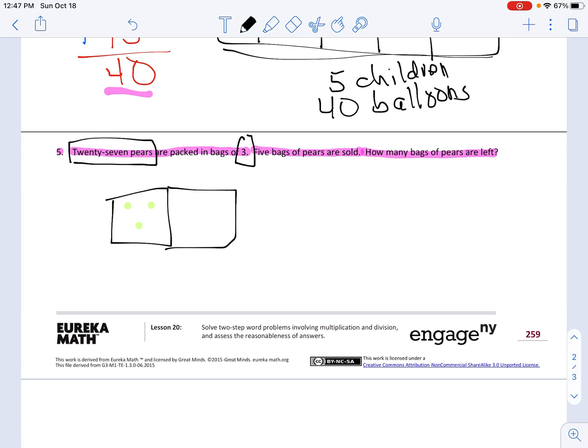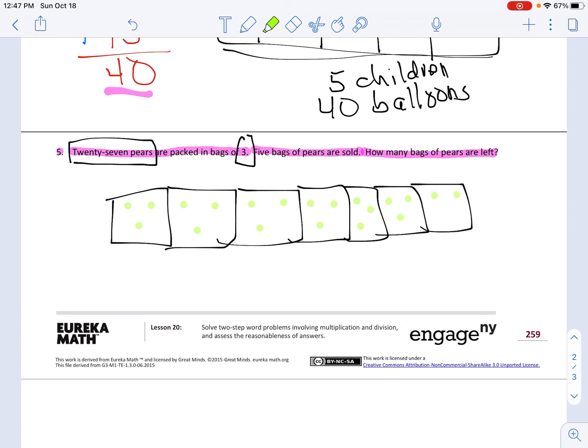So here's where I'm drawing this tape diagram, but I don't know how many bags I have. 1, 2, 3. I put 3 pears in. All right. Well, I got to get to 27. 4, 5, 6. I can make another bag. 7, 8, 9 pears. I can make another bag. 10, 11, 12. 13, 14, 15. 16, 17, 18. 19, 20, 21. 22, 23, 24. 25, 26, 27. So I have 9 bags of pears.